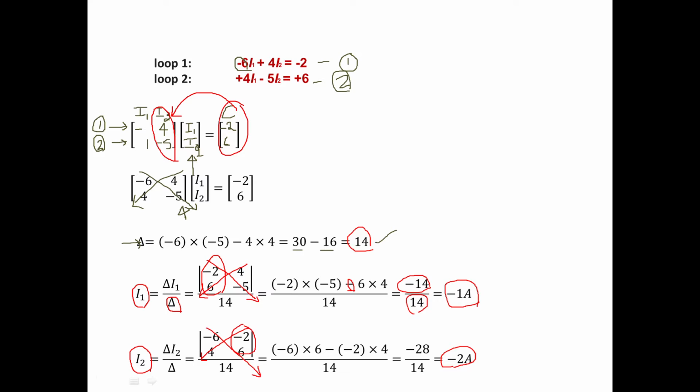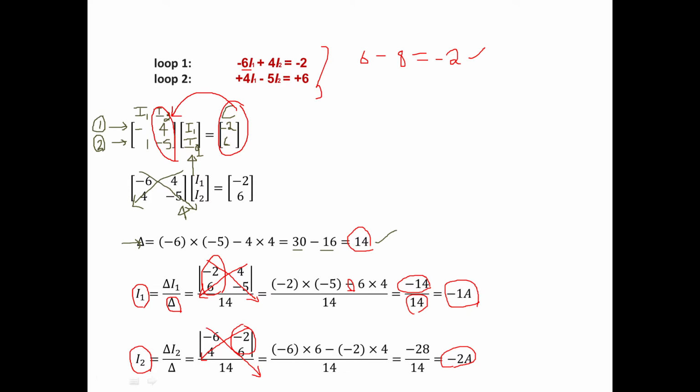Now, how do you check whether our answer is correct or not? This is very, very important. You can very easily check whether your answer is correct or not. Take the value of I1 and I2 and substitute in this equation. So, minus 6 into I1, that becomes plus 6. Plus 4 into I2, that becomes minus 8. So, 6 minus 8 is minus 2. Yes, these values are satisfying my equation 1. So, my answer is correct.